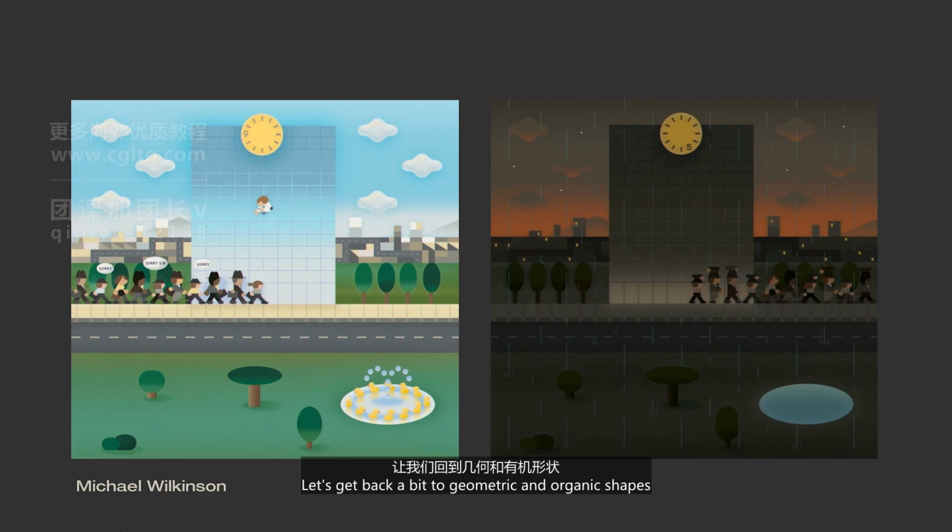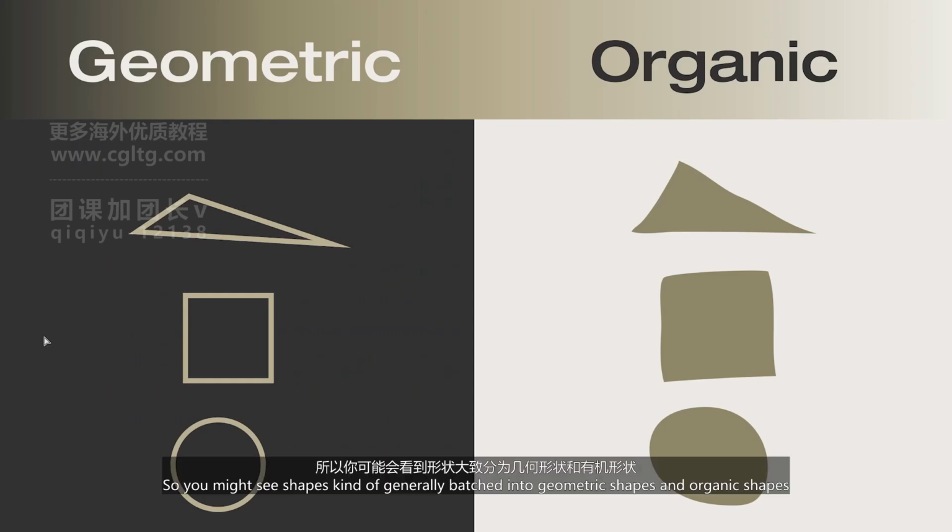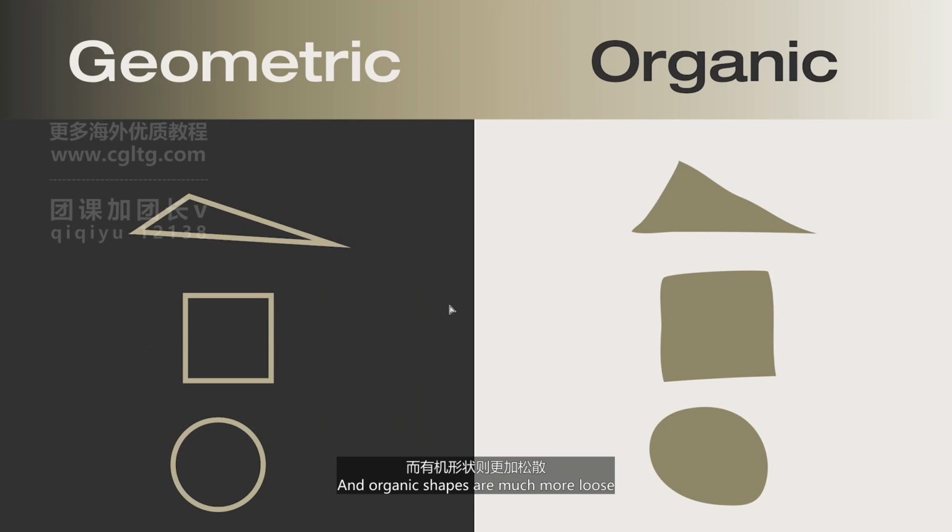Let's go back a bit to geometric and organic shapes. So you might see shapes generally badged into geometric shapes and organic shapes. Geometric are the more mathematically determined that have angles that can be calculated perfectly, and organic shapes are much more loose, more free-flowing, and more naturally occurring.